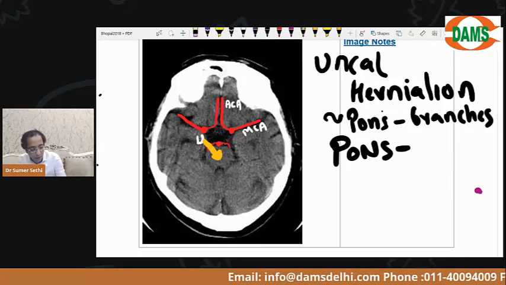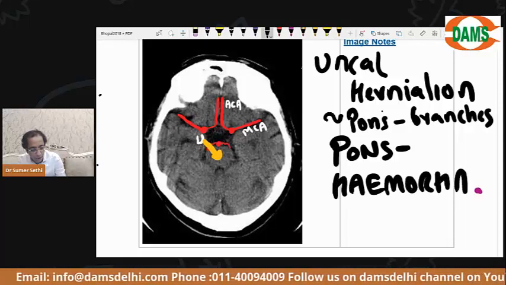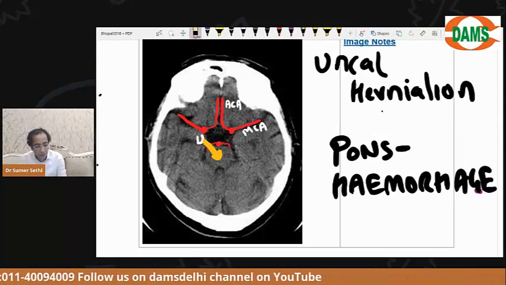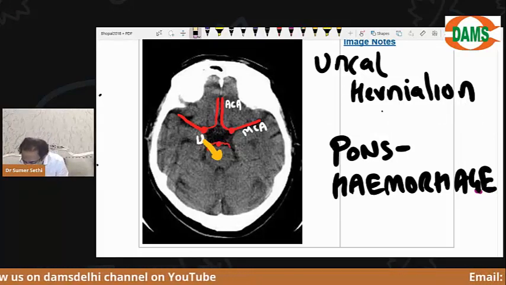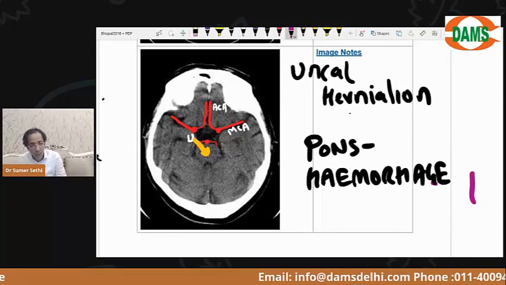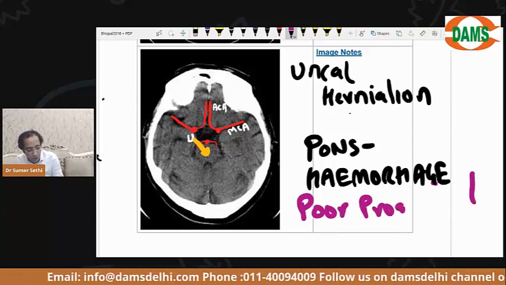So I'm writing it in full. Some people will get confused. Are you clear? If the uncus herniates, it may rupture the pontine branches of the basilar artery, leading to hemorrhage in the pons. And if you see this, it indicates poor prognosis in a patient with uncal herniation.